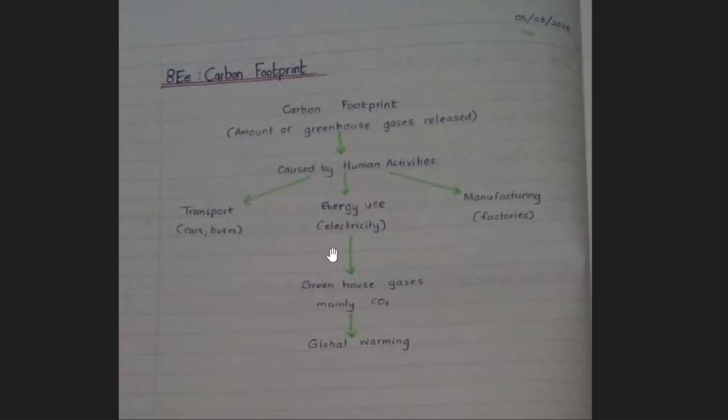Then another one is energy use. Now electricity is generated using fossil fuels, which emit greenhouse gases. So if you use less electricity, less electricity will be in demand, so less electricity will be produced, generating electricity will be less, and carbon emissions will also be less.